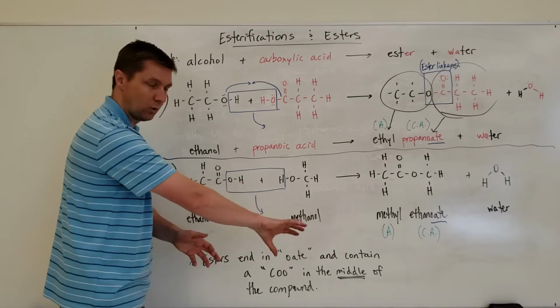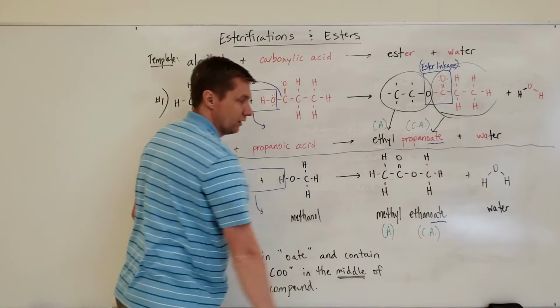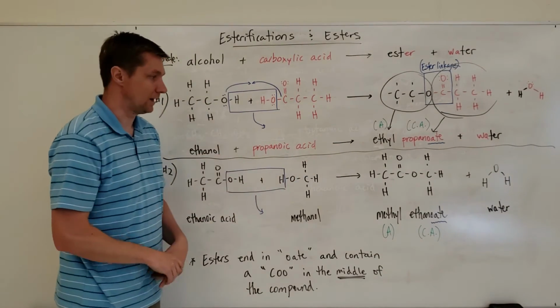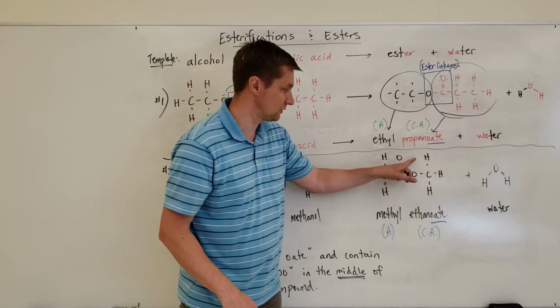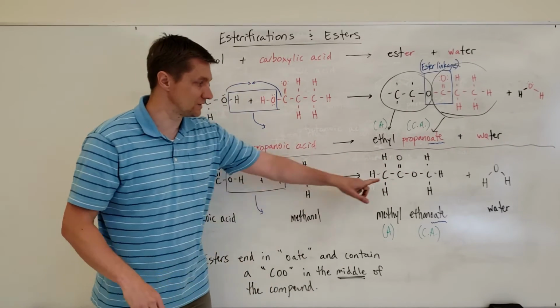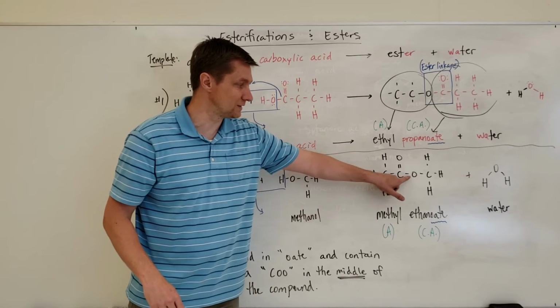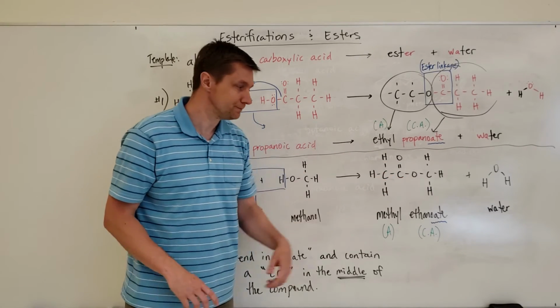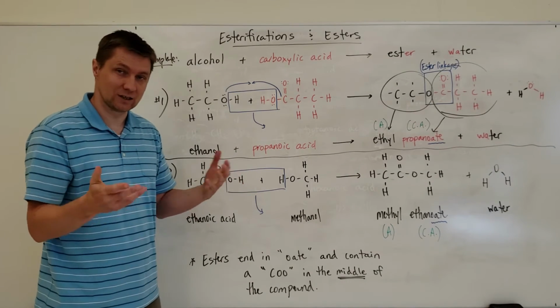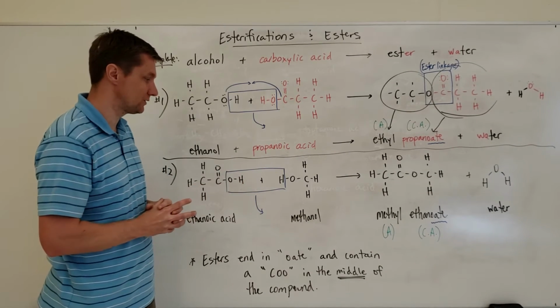That's going to form my water, and that comes off over here as one of my products. And then these two guys link up in the middle like that. And so you can see again, here's my ester linkage, that's COO in there. It's always a C double bonded to one O and single bonded to another O. And then I need to name this. This is an ester, so what's the name of this ester?